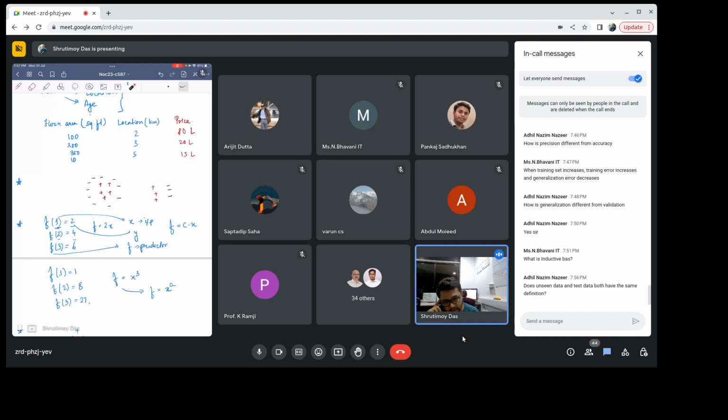Yes, unseen data and test data are the same thing, because whatever we don't use for training is test data or unseen data.